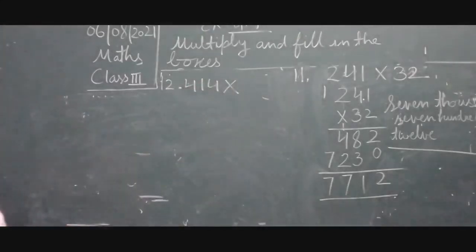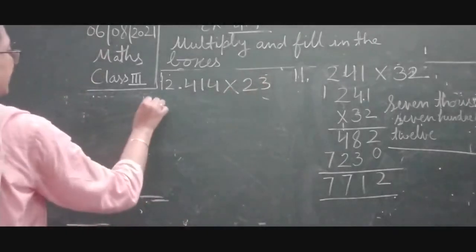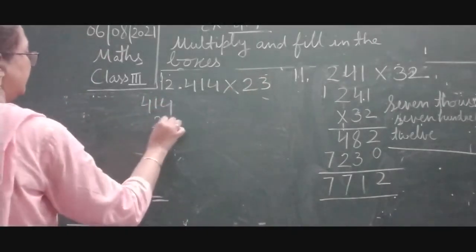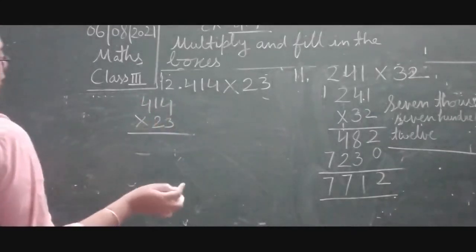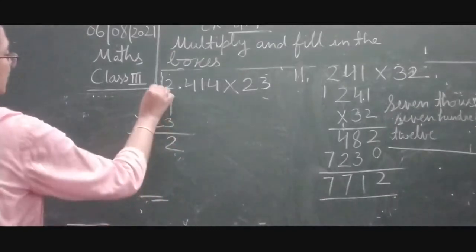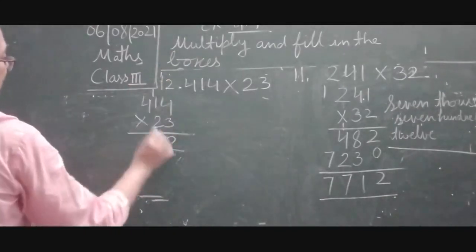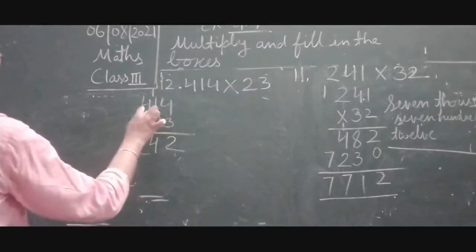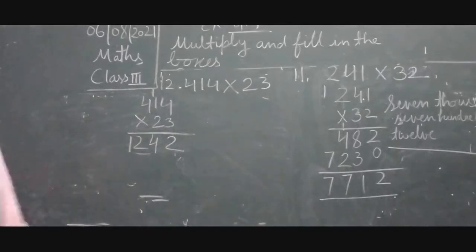414 multiplied by 23. So we will write 414 multiplied by 23. So 3 fours are, now here you can see 12. 12, 1 will be carry over. 3 ones are 3, 1 is 4. Now 3 fours are 12 again. So we will write 12.